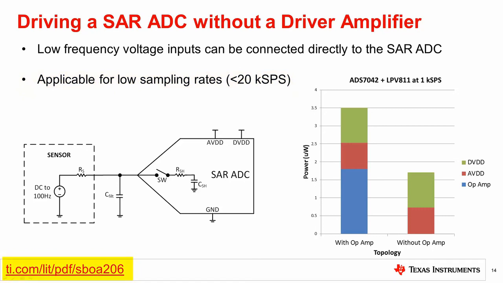The main advantage to not using a driver amplifier is the power savings. The graph shows a measured example of system power, and it is clear that the op-amp is about 50% of the total power.